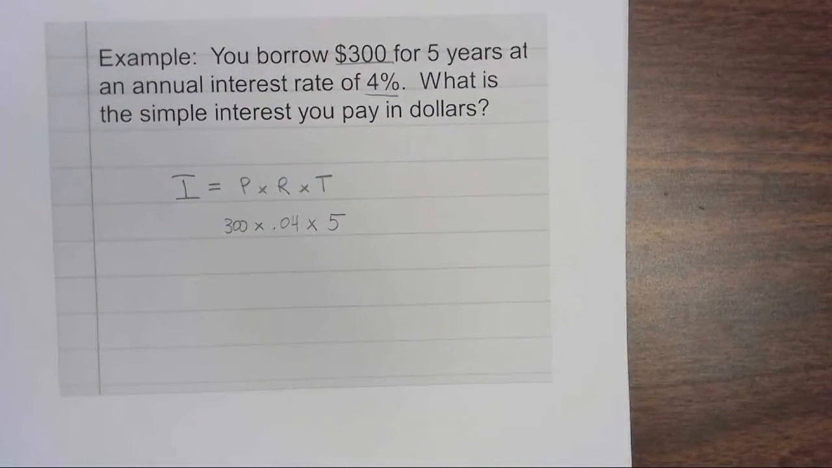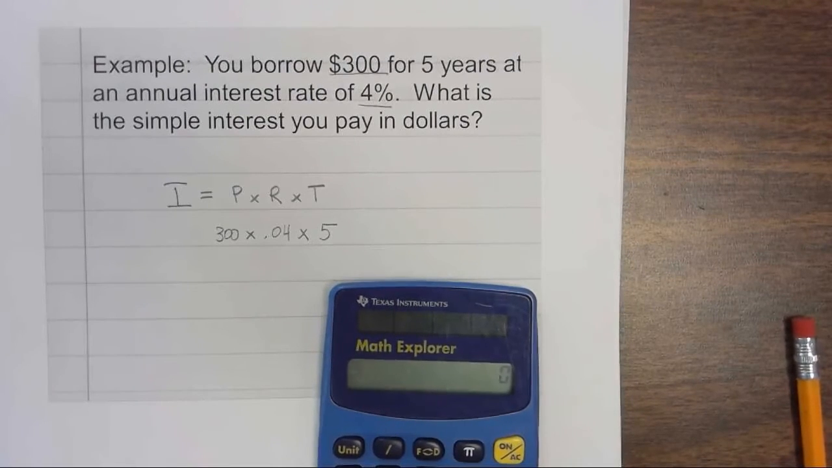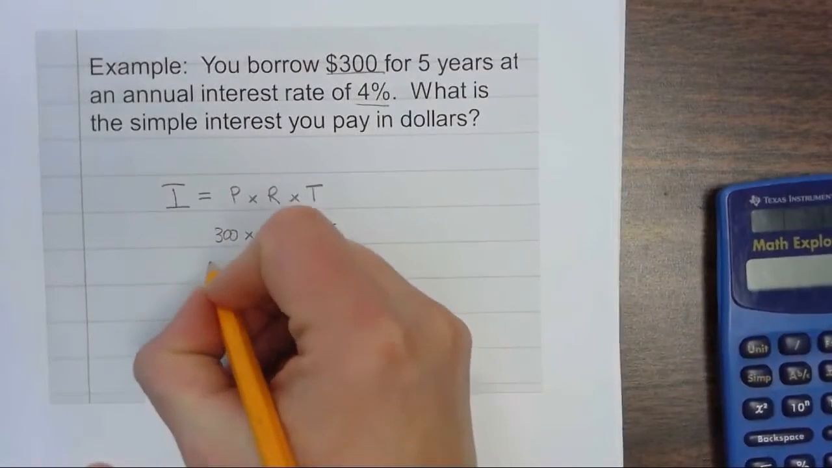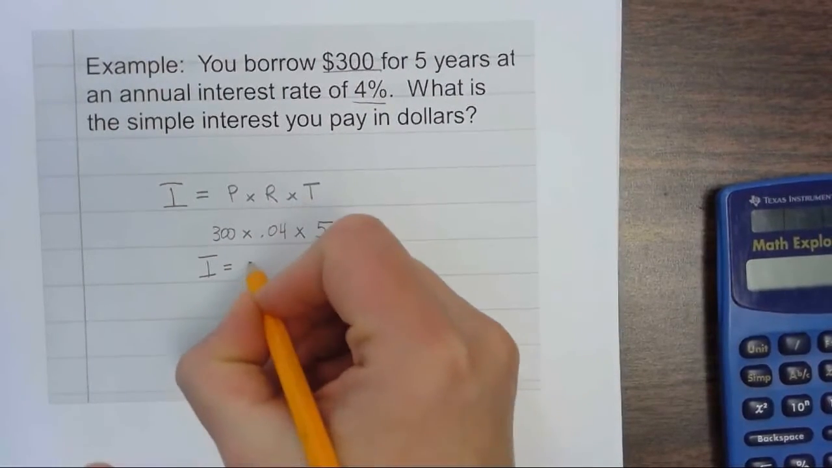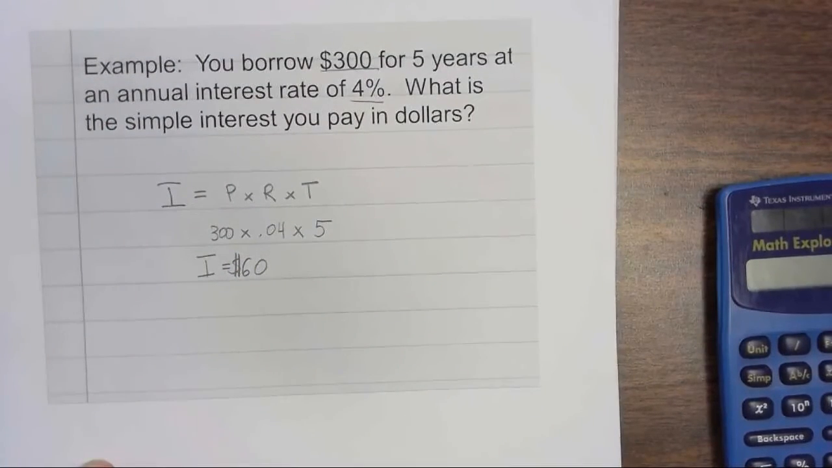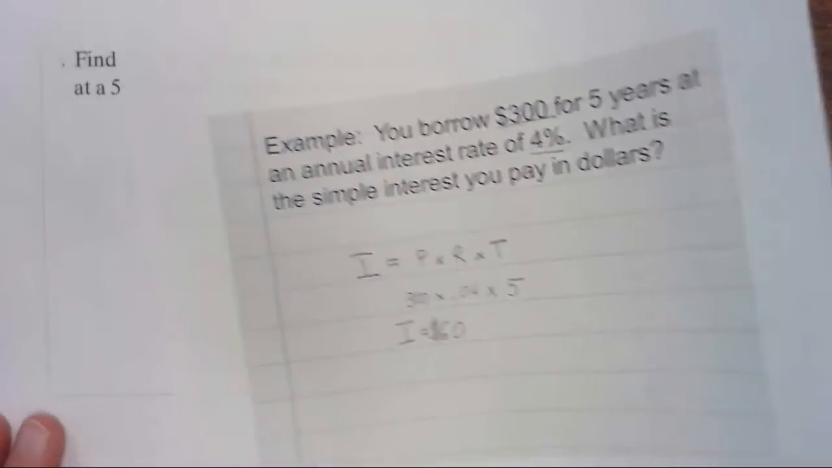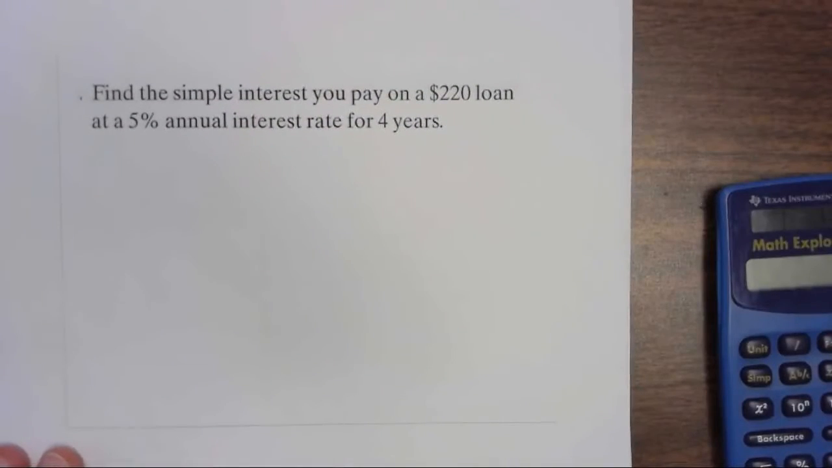Now, you need to multiply it and figure out your interest. So for this one, I'm going to use a calculator. 300 times 0.04 times 5 is $60. That means that I have to pay $60 interest on how much money I borrowed. Okay, here's a question for you. Go ahead. Stop and try.